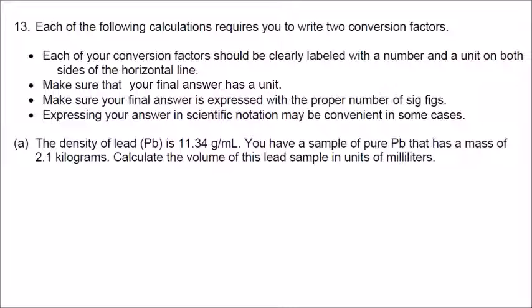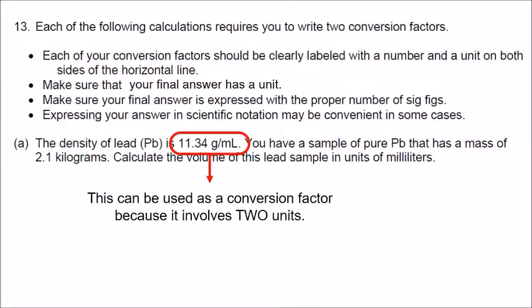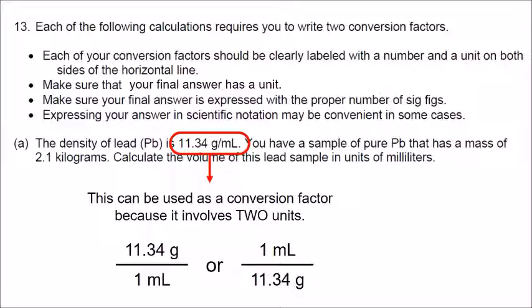The density of lead is 11.34 grams per milliliter. So what should we do when we see a number followed by 2 units? So grams per milliliter, what does that mean? Well, this can be used as a conversion factor because it involves 2 units. This might not be the best place to start when setting up this problem. If I need a conversion factor, I can either write it with grams on top and milliliters on the bottom, or I can flip that conversion factor upside down.